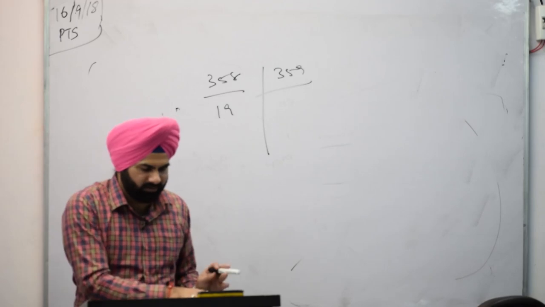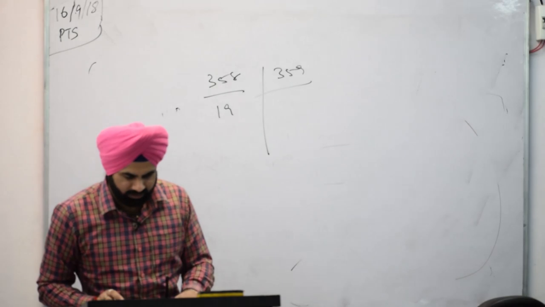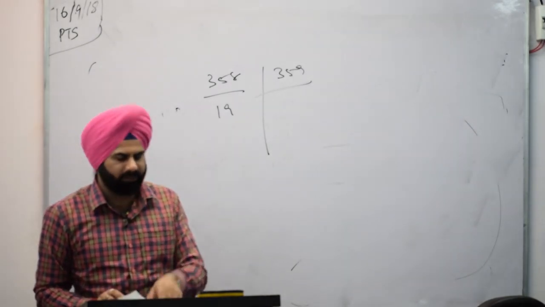Dono ka hota hai, ek ka nahi hota. It is not the only this. Unlike the member, dono ke liye hota hai, ek liye nahi hota. It is wrong. Only one is correct.